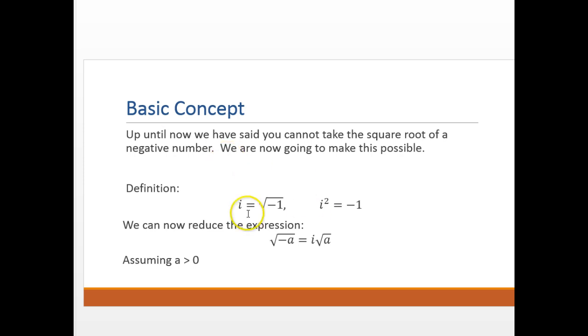We're going to define i to be equal to the square root of negative 1. Therefore, if we square both of these sides, we get i squared is negative 1. So now we can actually reduce expressions. If I take the square root of negative a, this is equal to i square root of a, assuming a is a positive number. Negative a would be negative, and the square root of negative 1 is simply i.